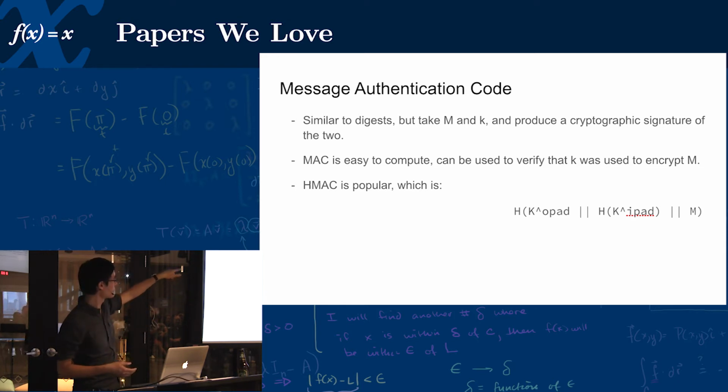So this K caret OPAD: the caret is the XOR operation. OPAD is just a magic sequence of bits that the popular HMAC function has come up with. So you take the K and then you run the XOR, and then the pipe is a string concatenation function, and then you run the hash function on that. You have the IPAD, the inner pad, which is a different sequence of magic bits, and you concatenate that with the message, and then you hash the entire thing. So these things look kind of like this.